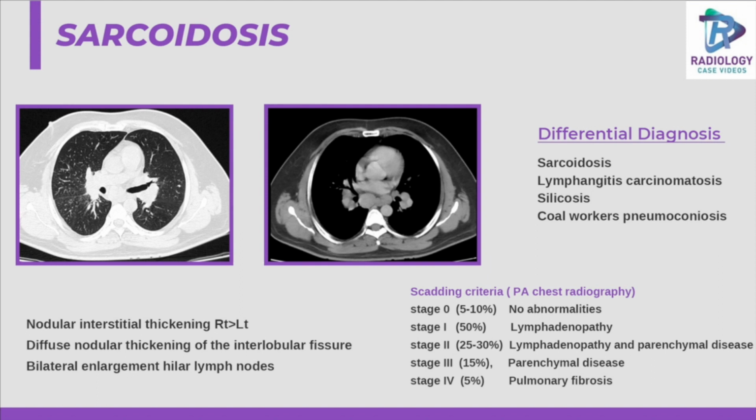Staging criteria is radiograph classification for sarcoidosis, where stage 0 is no abnormality, stage 1 is lymphadenopathy, stage 2 is lymphadenopathy and parenchymal disease, stage 3 is parenchymal disease, and stage 4 is pulmonary fibrosis.